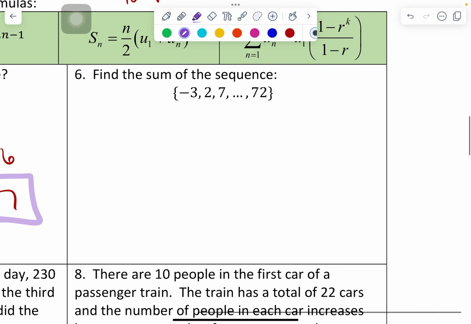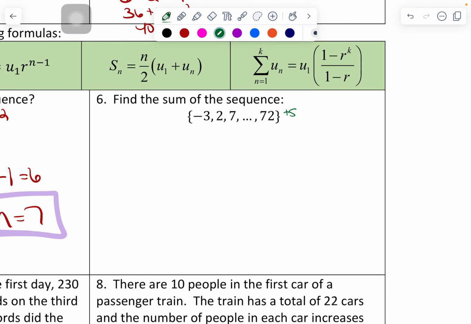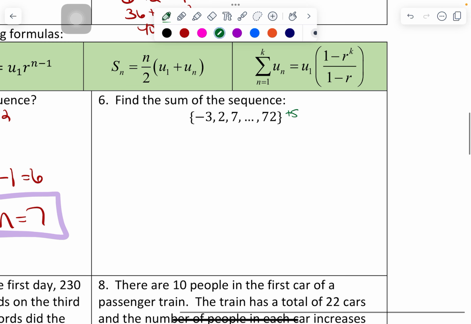All right. Find the sum of the sequence. So let's say we've got here. This is going up by, what is that going up by? 5 each time? So -3 plus 5 is 2, 2 plus 5, yep. So this is an arithmetic sequence. The problem is I don't know how many terms are in this sequence. So I need to do that part first.